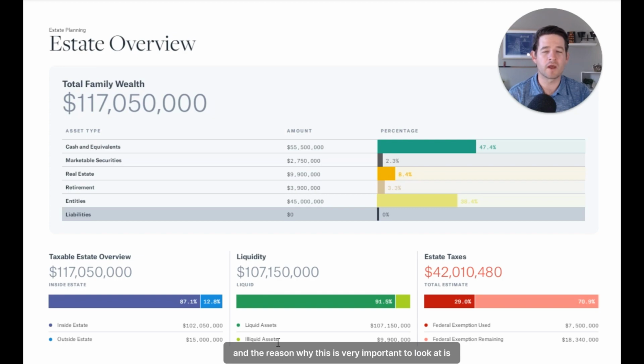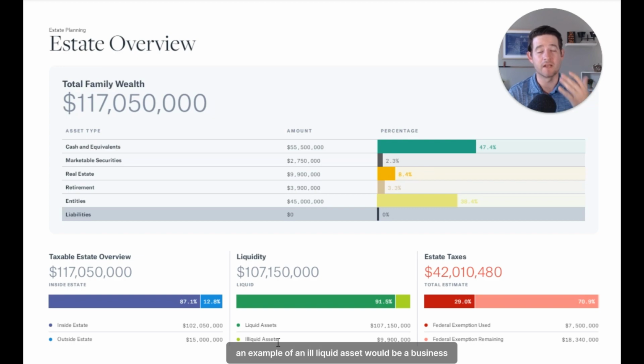And the reason why this is very important to look at is when we look at an estate planning strategy, we need to know how much liquidity we have available to pay estate taxes today. One of the biggest problems that we see families run into is they never think anything's going to happen to them until one day something does happen. And if they don't have the liquidity to pay the estate taxes that are owed, what ends up happening is they have to fire sale something that's an illiquid asset.